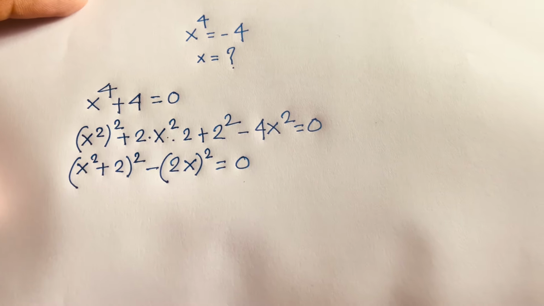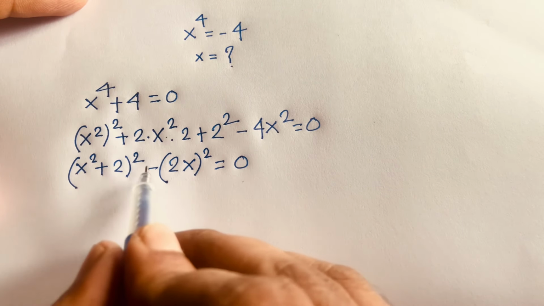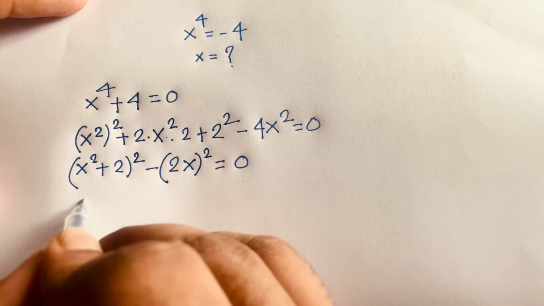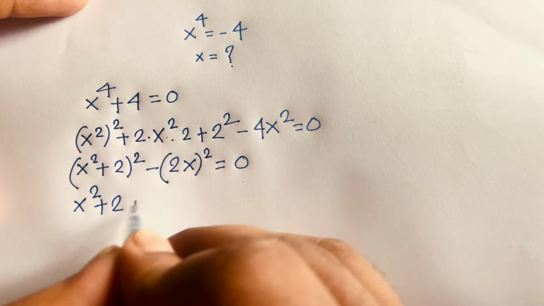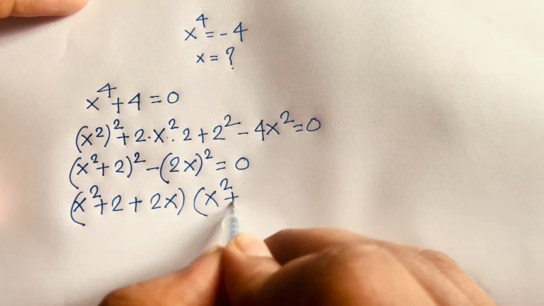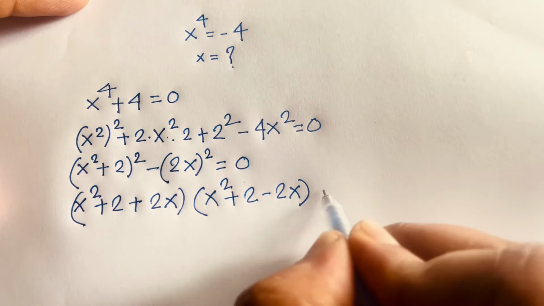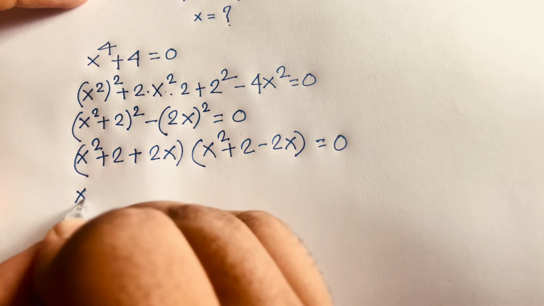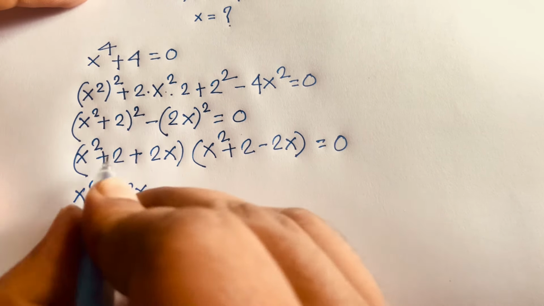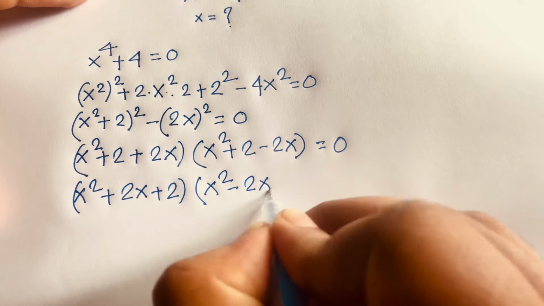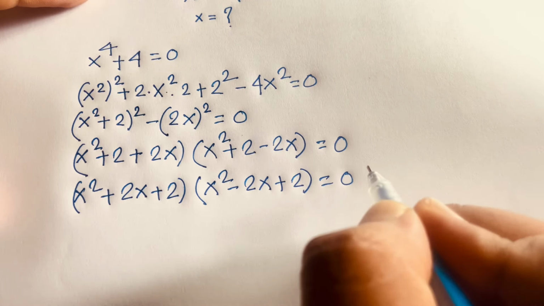Now at this moment we know that a square minus b square is a plus b times a minus b. According to this rule, I can say it will be a plus b times a minus b is equal to 0. So we'll find two cases. Our first case is x square plus 2x plus 2, and the other case is x square minus 2x plus 2 is equal to 0.